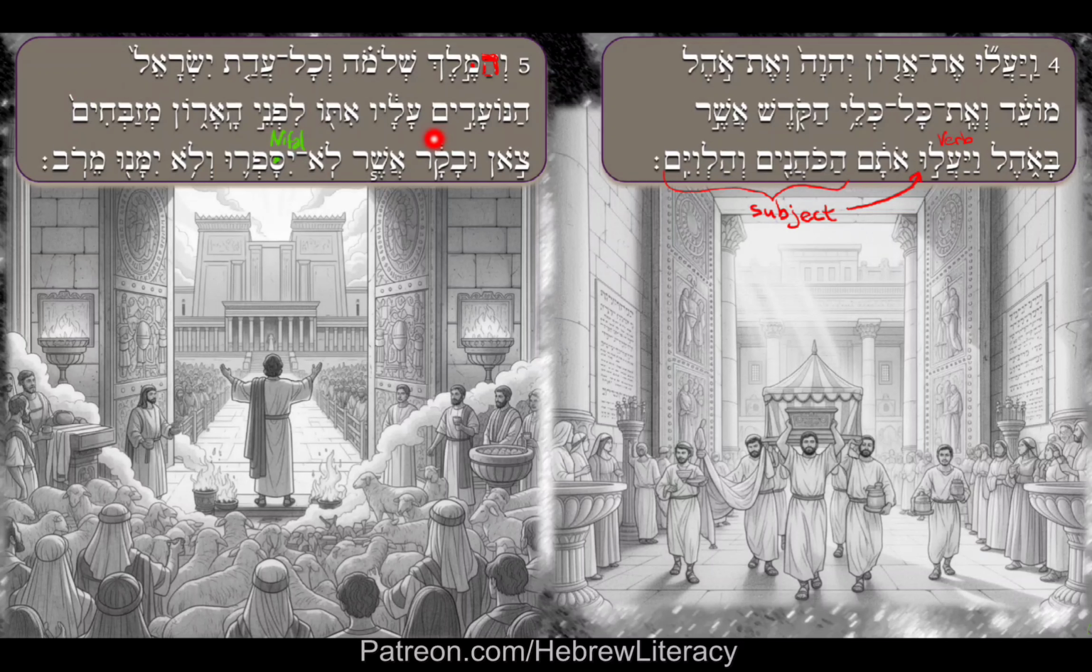Tson, uvakar, sheep and bulls, or better say like cattle. Yeah, cattle. Asher, which lo yisaferu, were not counted or are not counted. Velo, and not yimanu, and not, it could be portioned or weighed or counted also. Merov, due to abundance, or literally from rov, the numerousness.